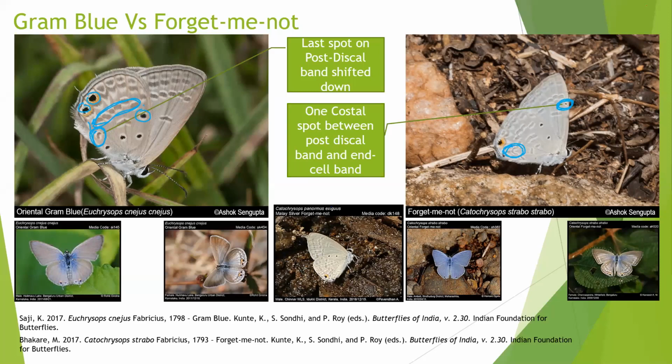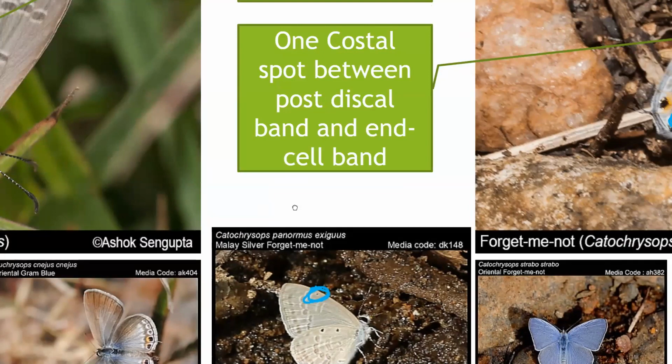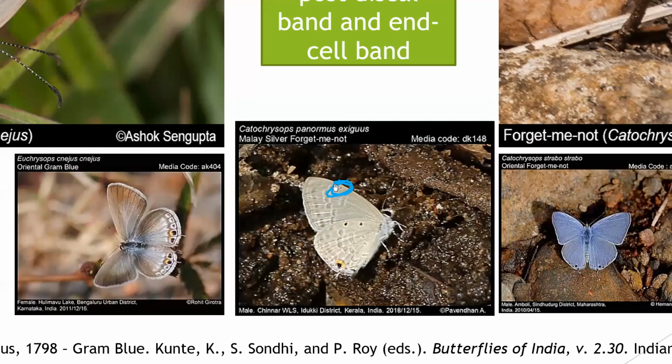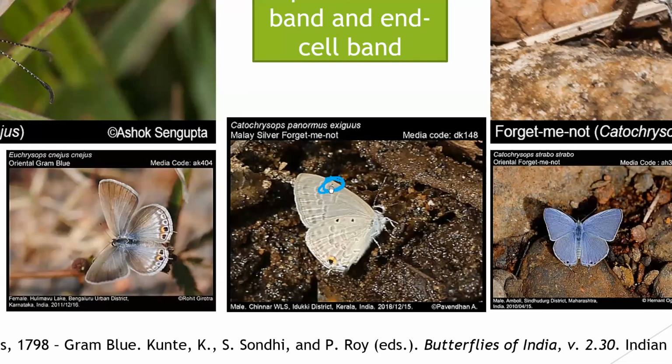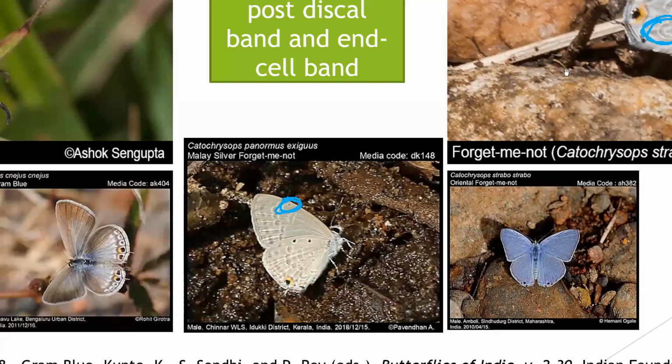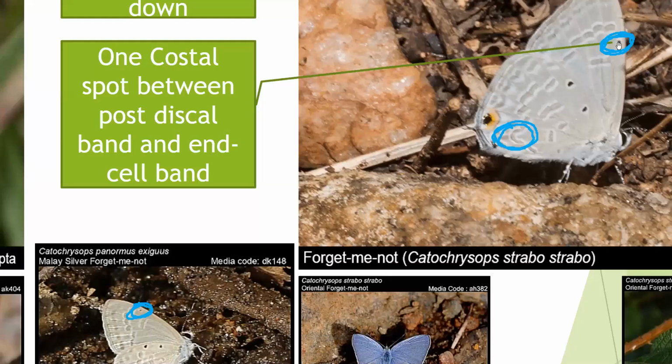There's another forget-me-not which is found in the Western Ghats, recently photographed from Chinnar, which is the silver forget-me-not. It is a part of the Western Ghats tailless group. Let me mark it, then I'll increase the size. You see that in the case of a silver forget-me-not, there is a spot. This coastal spot is very close to or touching the postdiscal band. In case of forget-me-not, this coastal spot does not.